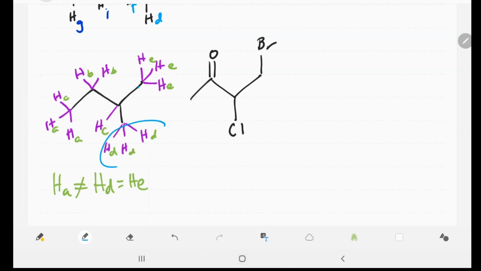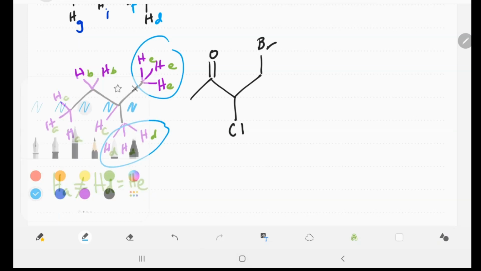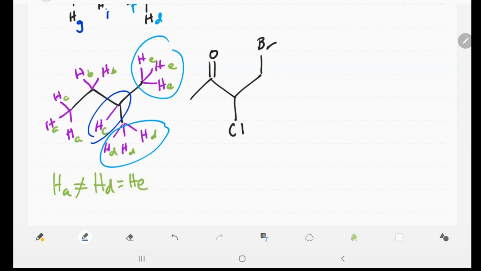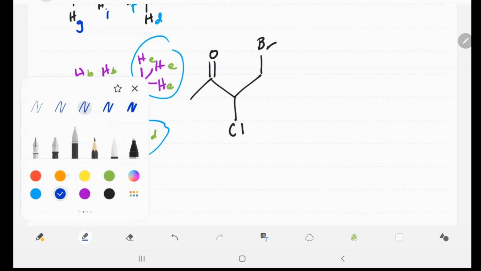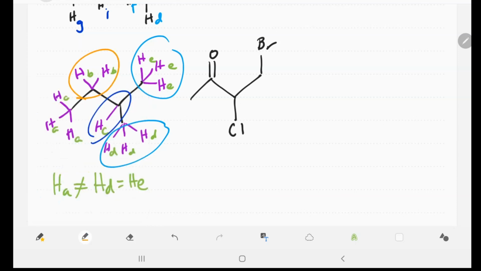We'll see 1 signal, second signal, third signal, fourth signal. Because HD and HE are the same, we're going to see 4 different signals here.